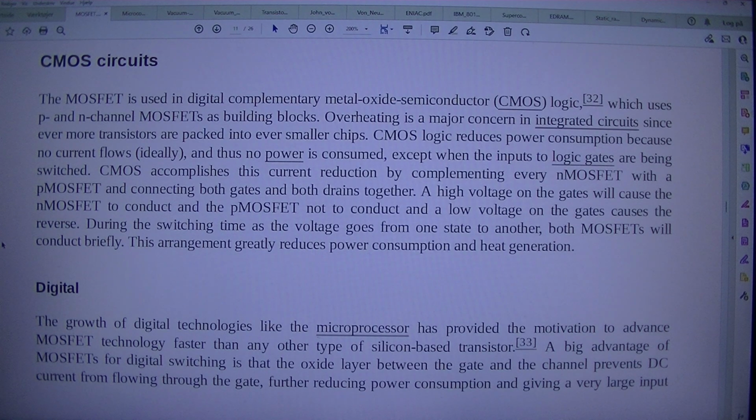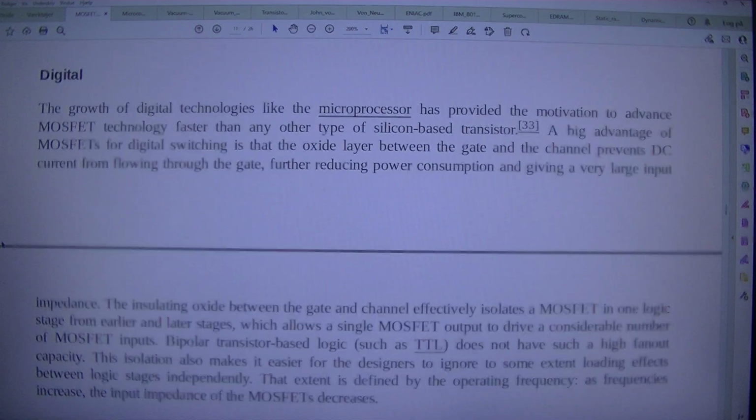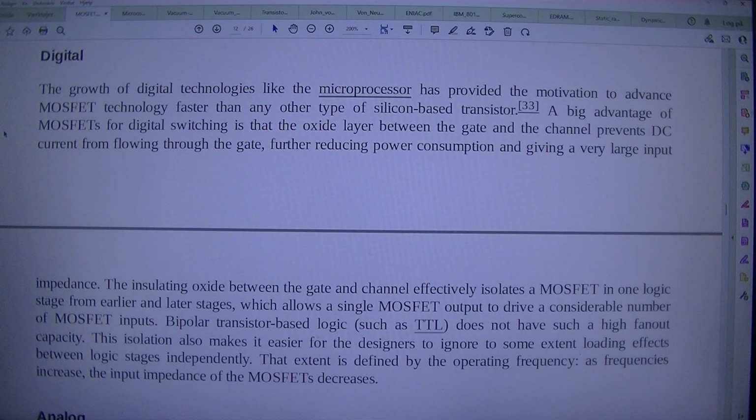During the switching time, as the voltage goes from one state to another, both MOSFETs will conduct briefly. This arrangement greatly reduces power consumption and heat generation. Digital. The growth of digital technologies like the microprocessor has provided the motivation to advance MOSFET technology faster than any other type of silicon-based transistor.